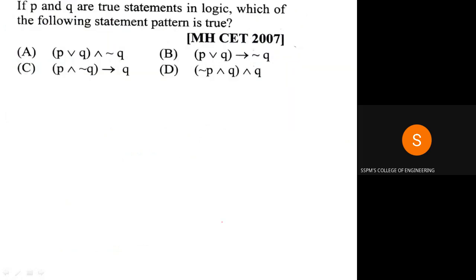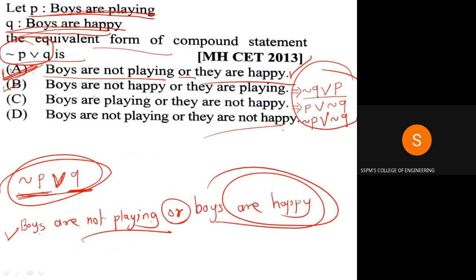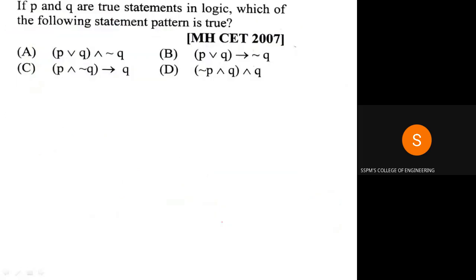Next example. If P and Q are true statements in logic, which of the following statement pattern is true? Also, the previous example was asking CP example. So this example is also asking, 2007 exam. Okay. P and Q are true statements. P is a true statement. Q is also a true statement in logic. Which of the following is true that we have been asked? Okay. So we go with every option.